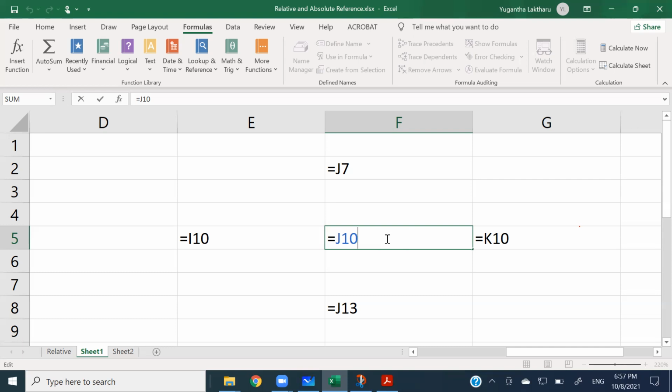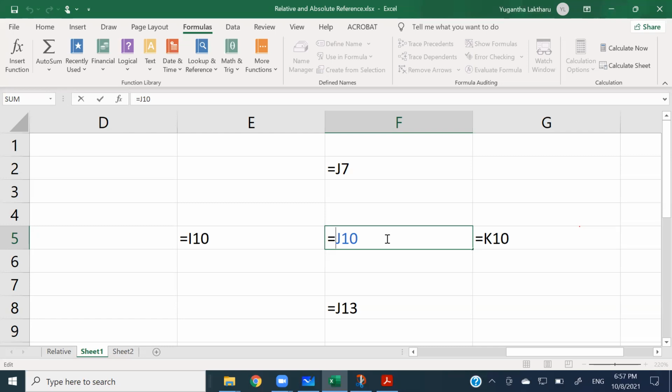To make these references absolute, it is a very easy thing we have to do. What we have to do is put a dollar sign to the left of the particular component. Put a dollar sign to the left of the relevant component. When you do that, it becomes absolute. Absolute means what? It's not going to change.